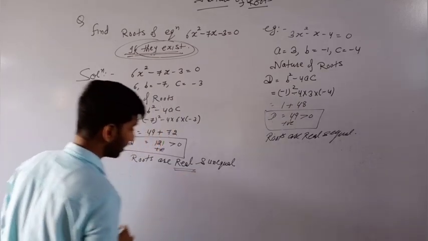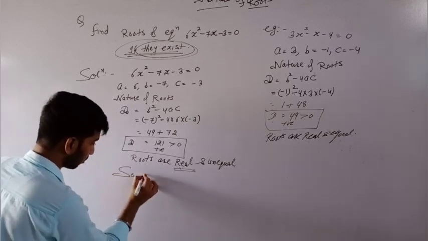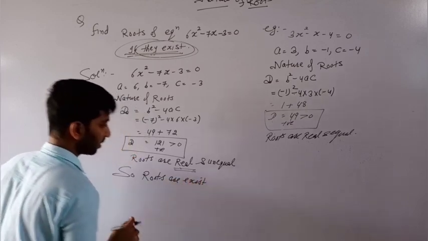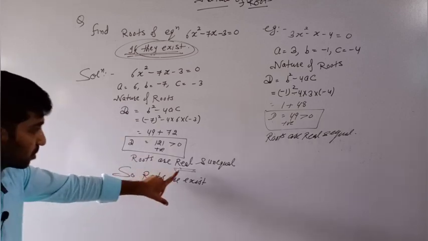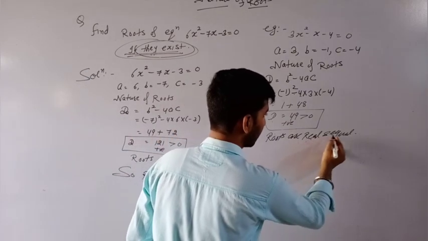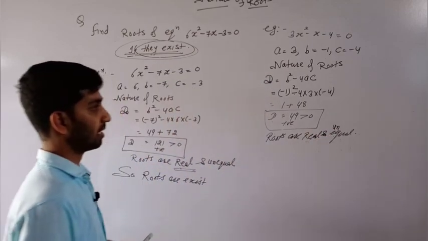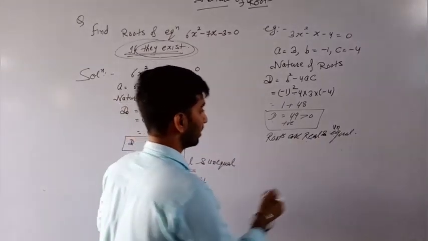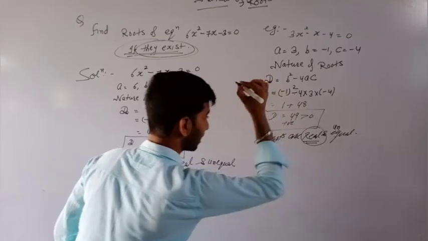Now if roots are real, so roots exist. If roots are real, they should be real, whether unequal or equal. If roots are real, then roots exist. Here we can also say that roots are real and unequal. Roots are real, it means that here also roots exist.